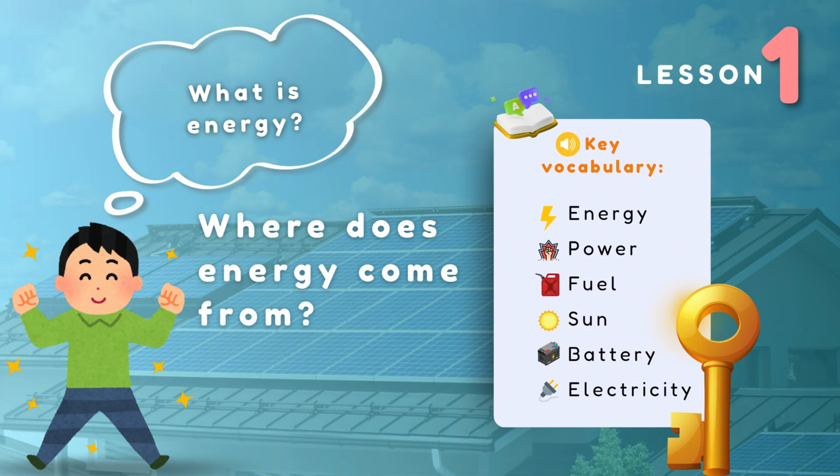Lesson 1. In this lesson, we will ask ourselves the following questions. What is energy? Where does energy come from? Memorize these words. Key vocabulary: energy, power, fuel, sun, battery, electricity.